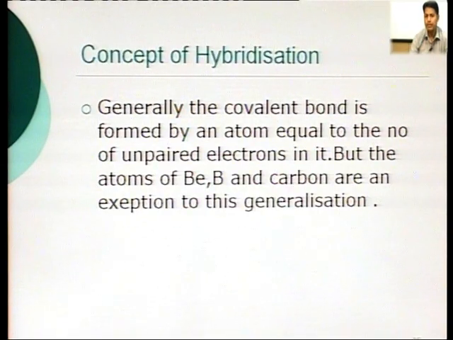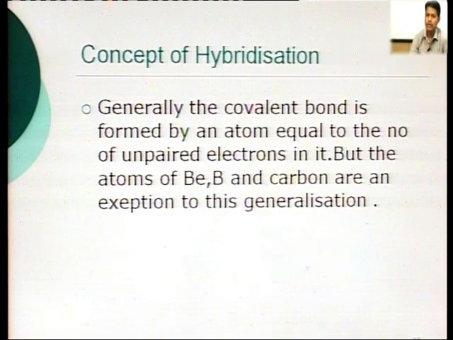Concept of hybridization. Generally, the number of covalent bonds formed by an atom is equal to the number of unpaired electrons in it, but the atoms of beryllium, boron and carbon are an exception to this generalization.